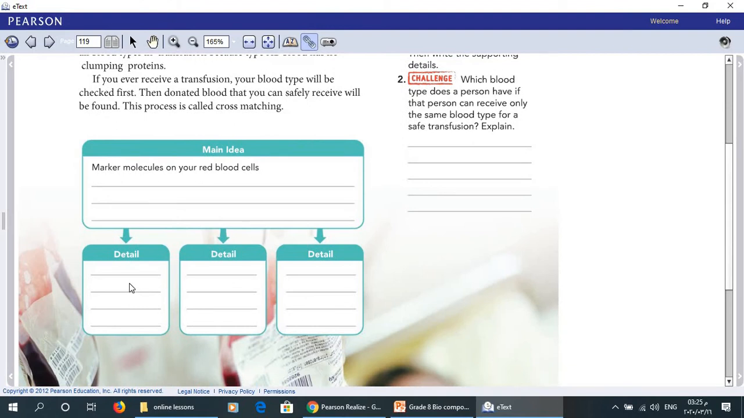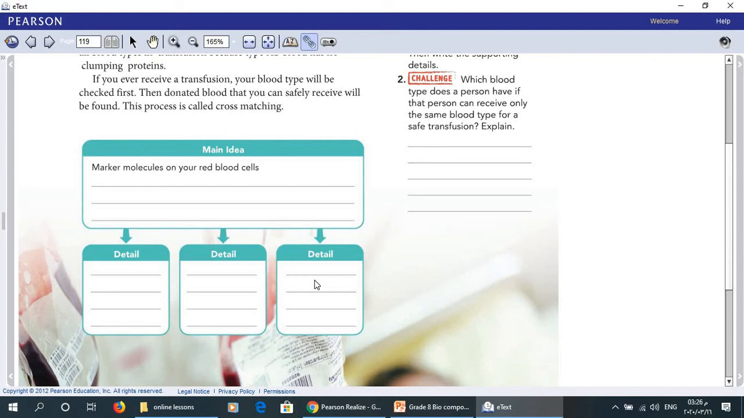Details here. Type A, for example, can receive type A or O. Type A and O don't have B marker. Type AB can receive all types. I repeat, here type A can receive type A or type O. Here type A and O don't have B marker. Here type AB can receive all types.